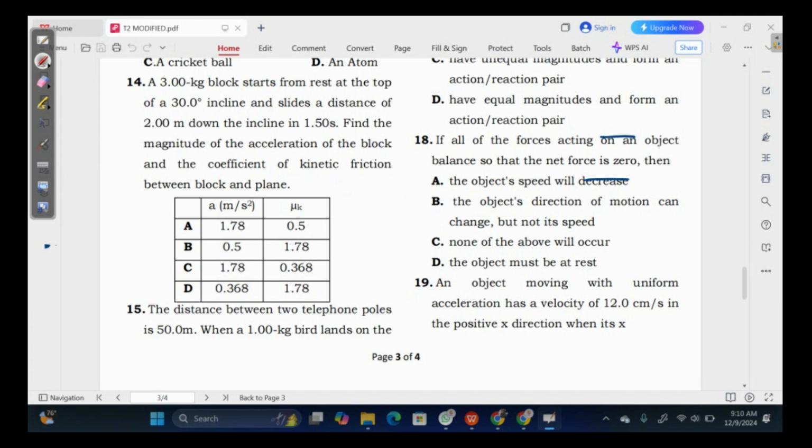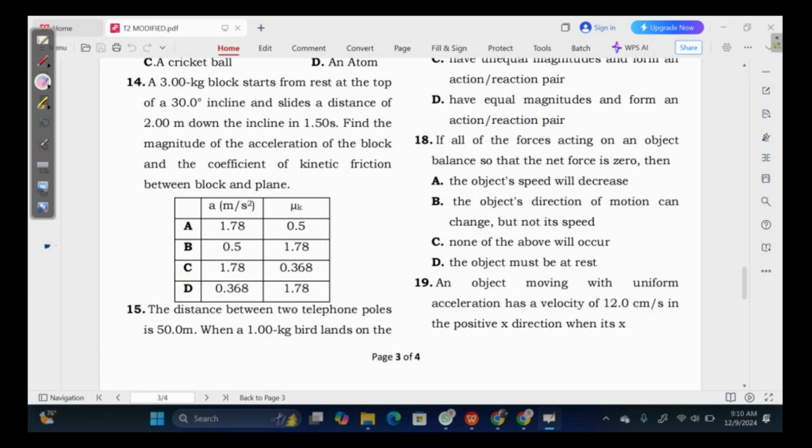Question 18. Sorry, question 18 is saying: if all of the forces acting on an object balance so that the net force is zero, then everything has to be at rest. Now, what I mean here is this: if all the forces acting on an object balance so that the net force is zero, then the object.